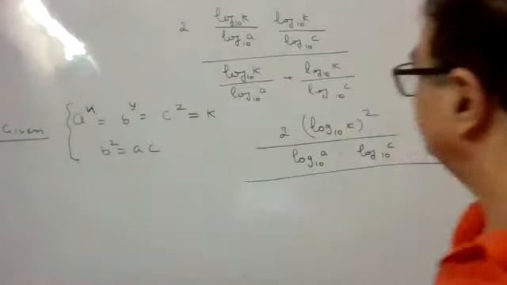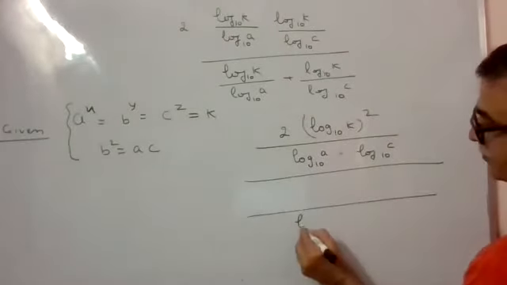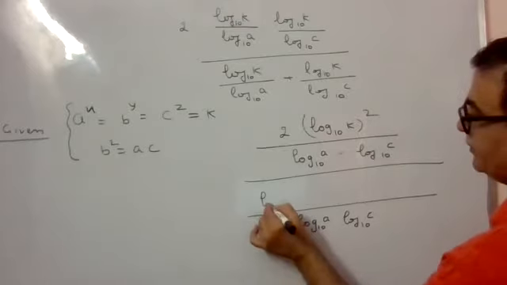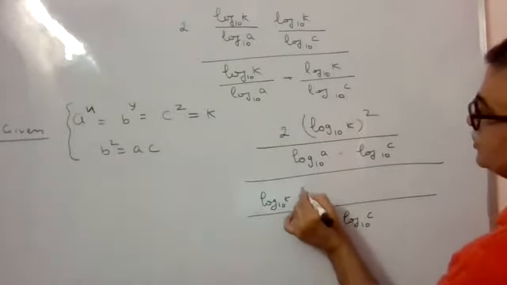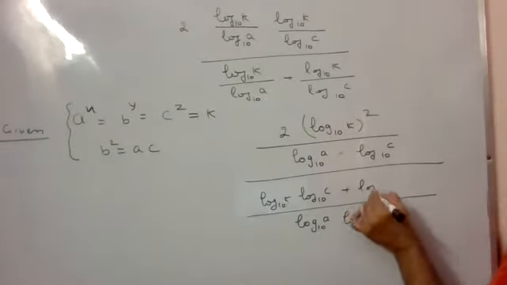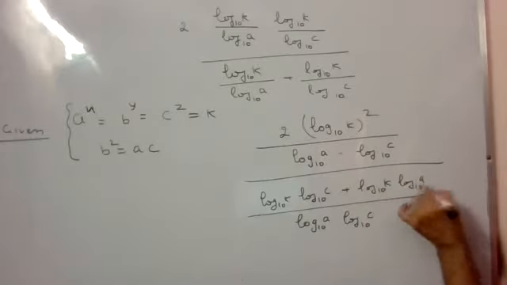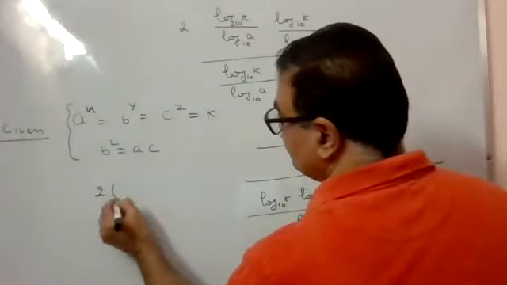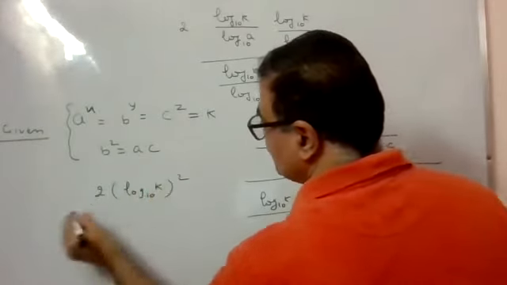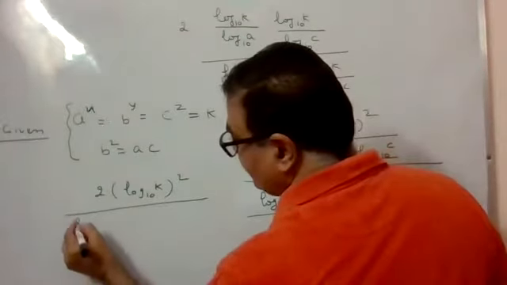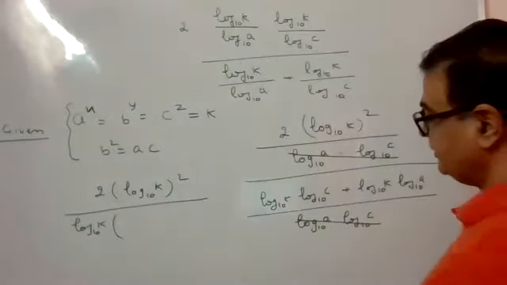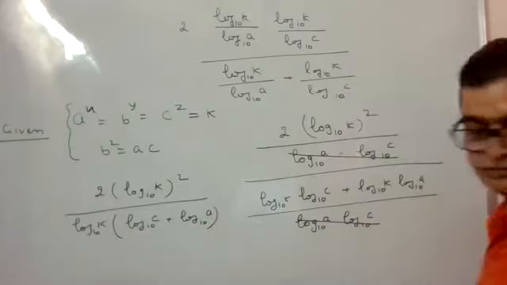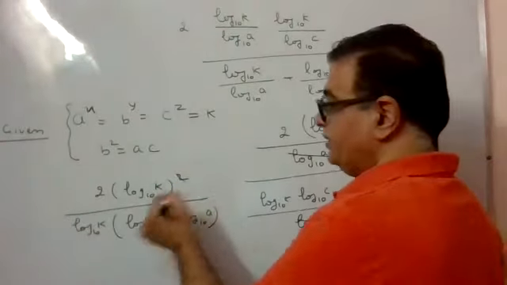And then we take the denominator LCM: log of a with base 10, log of c with base 10. Then what you will find, you will get this as log of k base 10 into log of c with base 10 plus log of k with base 10 and log of a with base 10. This part clearly gets cancelled out. Now what is left with you: 2 log of k with base 10 whole square. In this, log k base 10 will be common. What is left inside? Log of c base 10 plus log of a base 10. Now this part cancels.